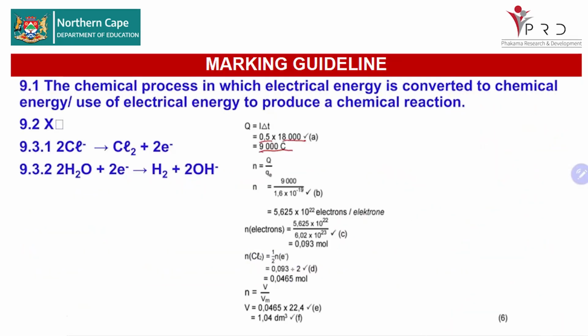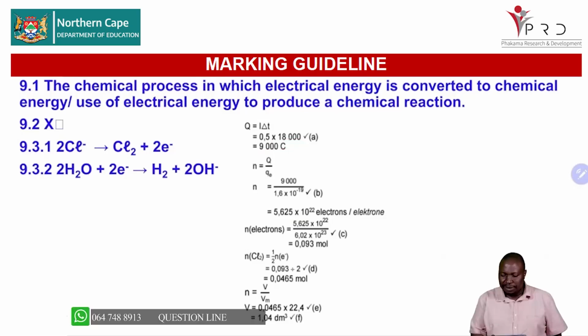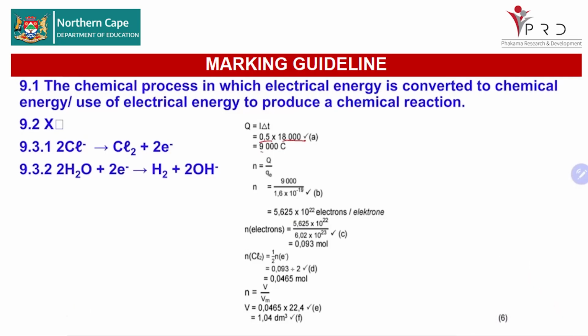As I indicated, the first step will be for you to write the formula I equals Q over t. You substitute, and 5 times 60 times 60 gives us 18,000. You multiply that by 0.5, it gives us 9,000 coulombs. So we got the Q. Immediately when we have the Q, we look for the formula: Q, which is 9,000, over the charge of an electron, which is 1.6 times 10 to the power minus 19. We have a positive charge there, don't write it as a negative. Then you divide 9,000 by that, and you get the number of electrons.